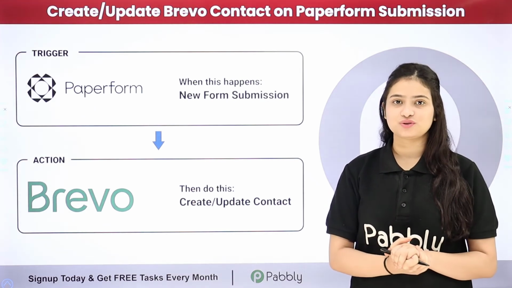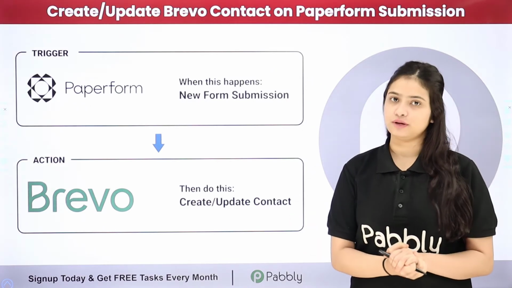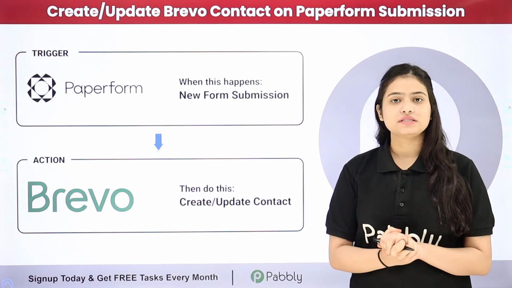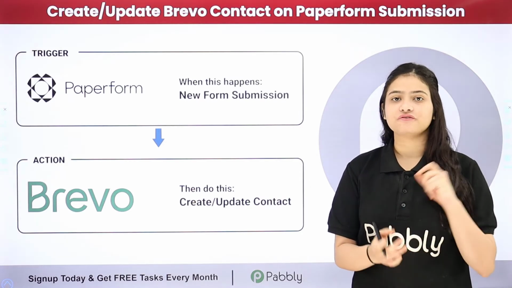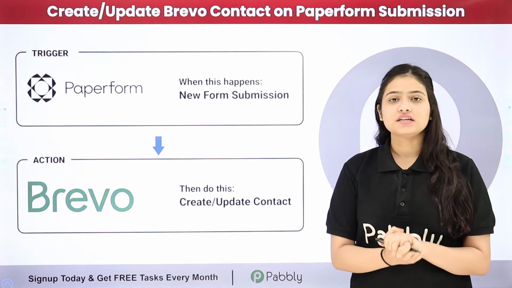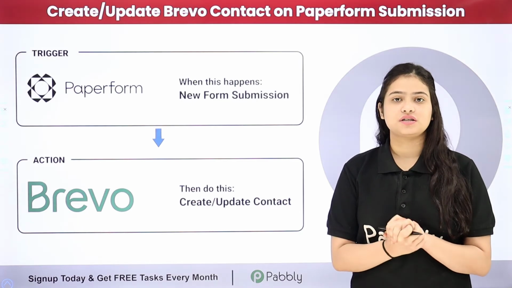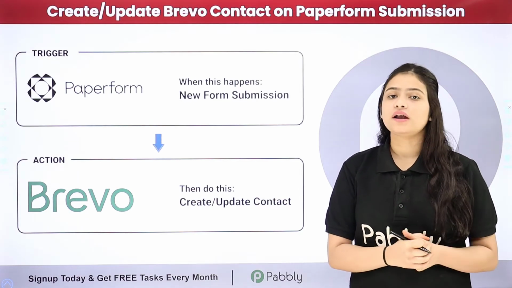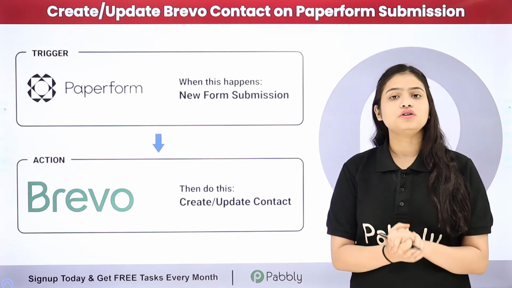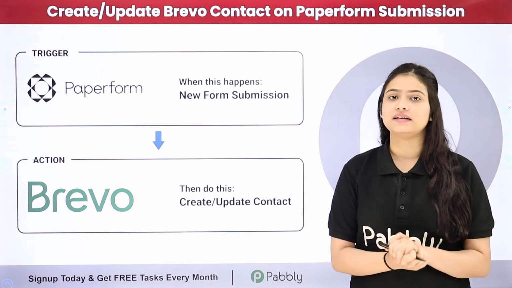In this video, we are going to learn how to create or update Brevo contact on Paperform submission. So here I am managing a real estate agency. Now to promote my business and to generate the new leads, I have created a special inquiry form with the help of Paperform. I have attached this form on my website, and now my objective is that as soon as an interested client or lead in buying or renting the properties with my business is going to submit this form with their details, automatically that person should be added as a contact in my email marketing list, that is Brevo.